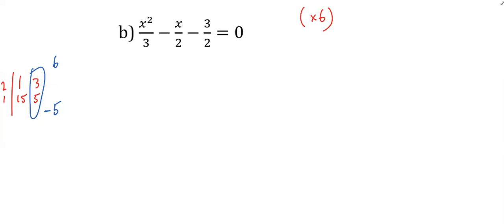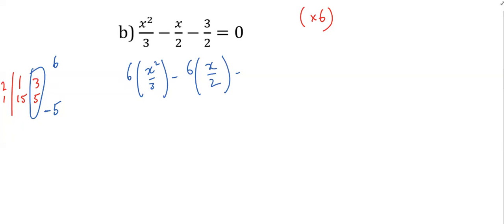And I'm going to show this step. 6 times x squared over 3 minus 6 times x over 2 minus 6 times 3 over 2 and 6 times 0. Don't forget we're doing that. It's not going to change the right side. It's still going to be 0, but don't forget we are doing that. Whatever you do to one side, you have to do the same to the other side. So if there was a number over there, like a 1, I'd have to multiply it by 6. Then I'd have to bring it over, right? So watch for that.